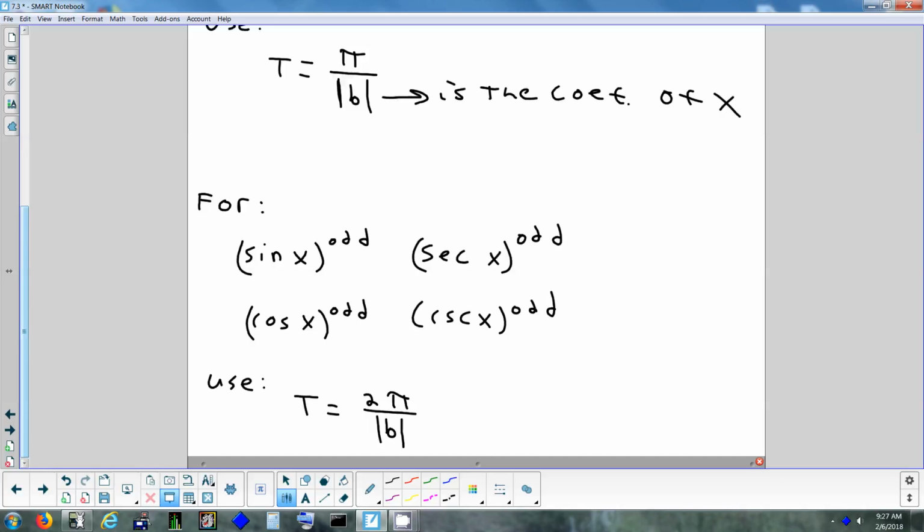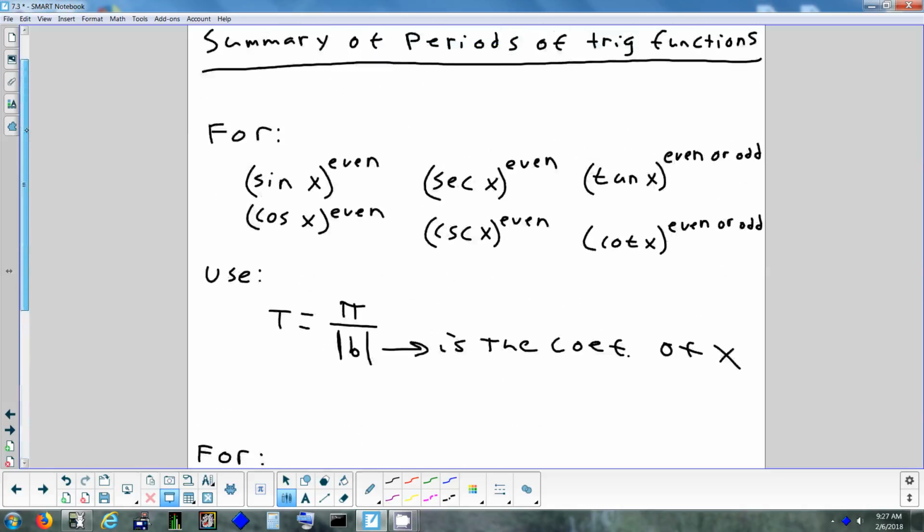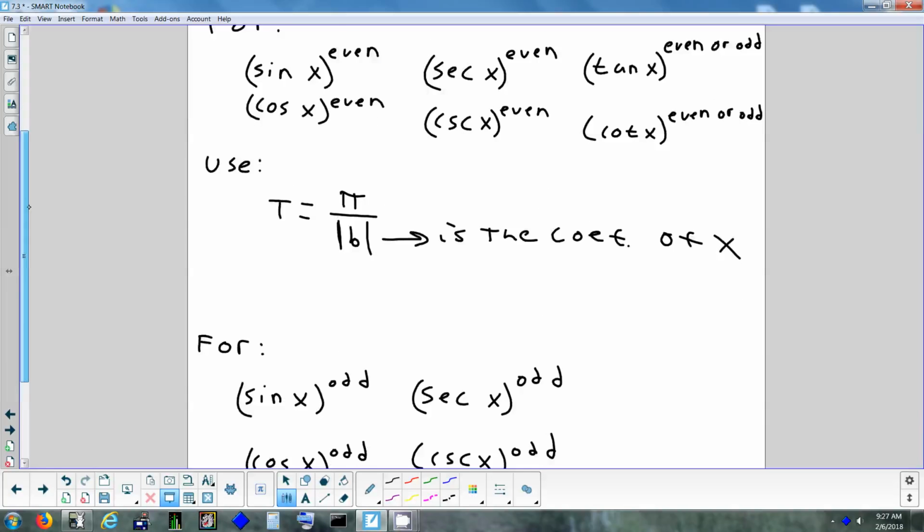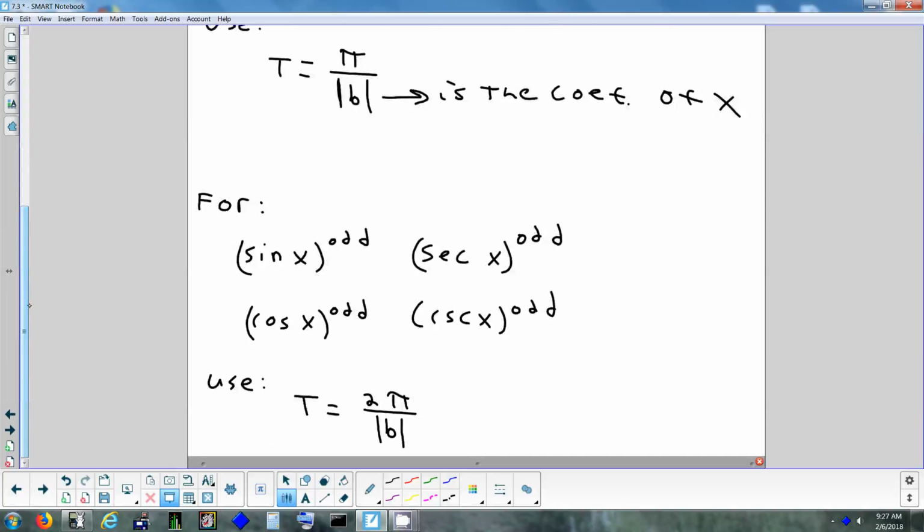Okay, any questions on when you use the formula pi over b to calculate the period, or 2 pi over b? All right, so I think that's a nice little chart that summarizes it and makes it pretty simple. No matter what the power is, you should be able to figure out the period for any trig function.